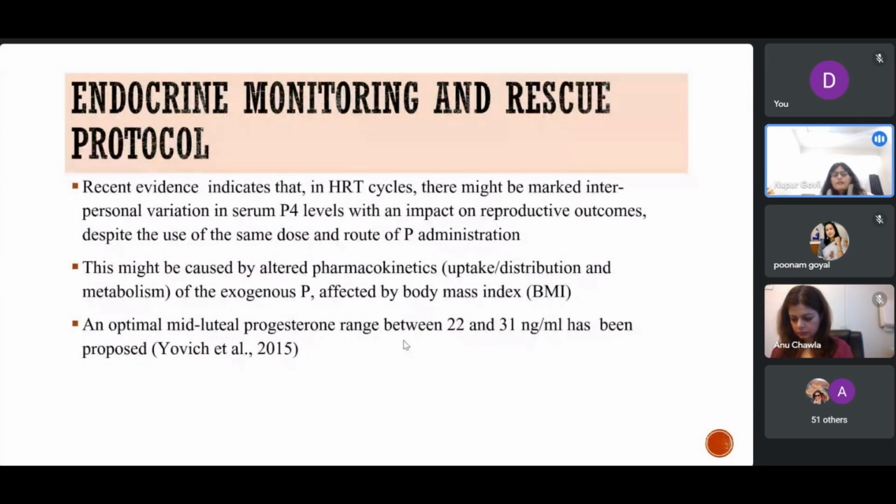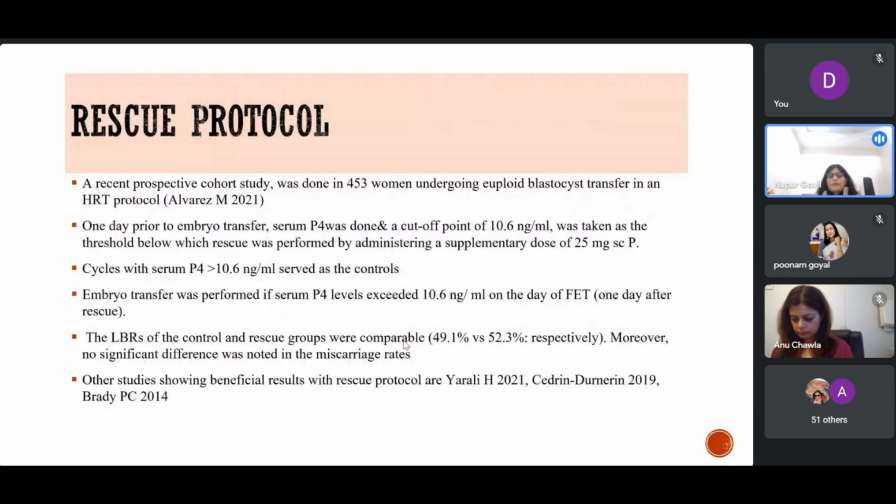So coming to our rescue protocol, many times we see that there is marked variation in the progesterone levels. Many times after giving progesterone, we see that the progesterone levels are not within the optimum range. Recently, in a study by Yovich et al., they suggested that the mid-luteal progesterone should be between 22 to 31 nanogram per ml. So, based on the evidence, a rescue protocol was suggested.